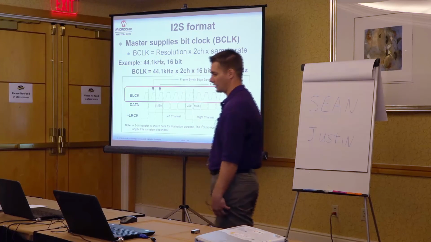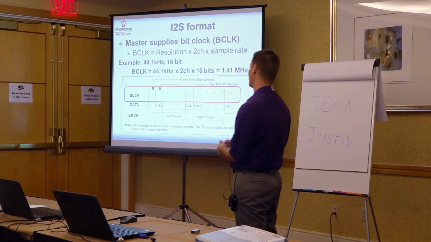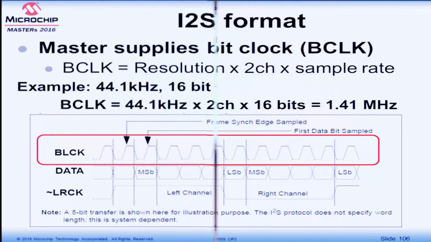So here's a quick look at what an I2S packet would look like. A master typically supplies a bit clock, and that bit clock needs to be programmed according to the audio that's being transmitted. So in this example of CD audio, which would be 44.1k, 16-bit, 2 channels, we multiply those together, and we can see that we need a bit clock of 1.4 megahertz.